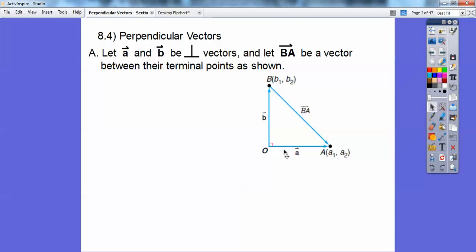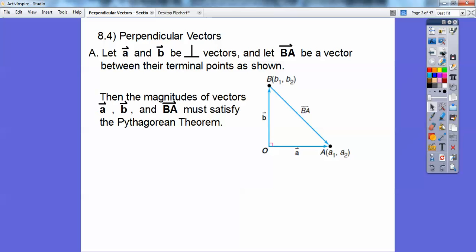So here's vector A perpendicular to vector B, and then let vector BA right here be the vector that's between their terminal spots. Here's the ordered pair B1, B2, and A1, A2. So we have a right triangle, and because we have a right triangle, we can use the Pythagorean theorem. Do you remember from geometry? This side squared plus this side squared equals this side squared, so that would get me this equation. Okay, so far so good, right?